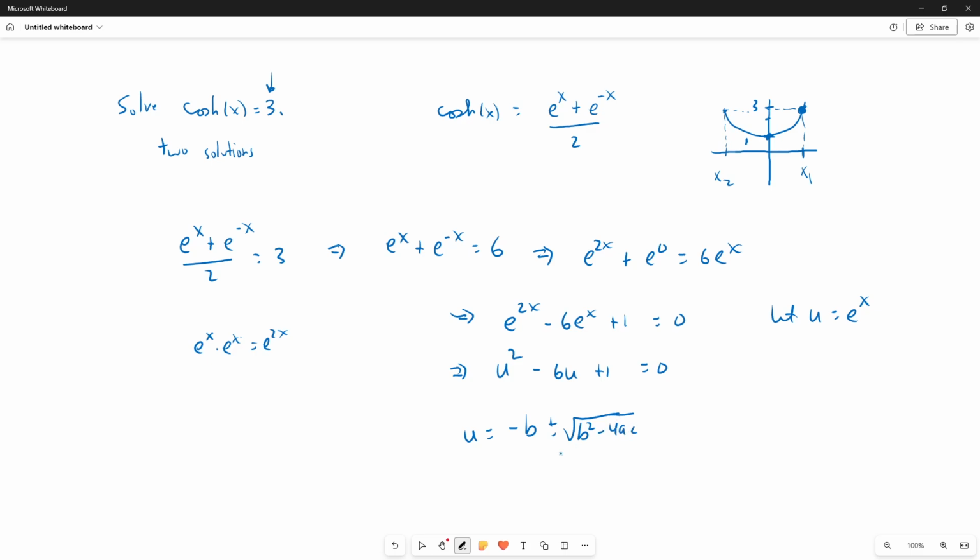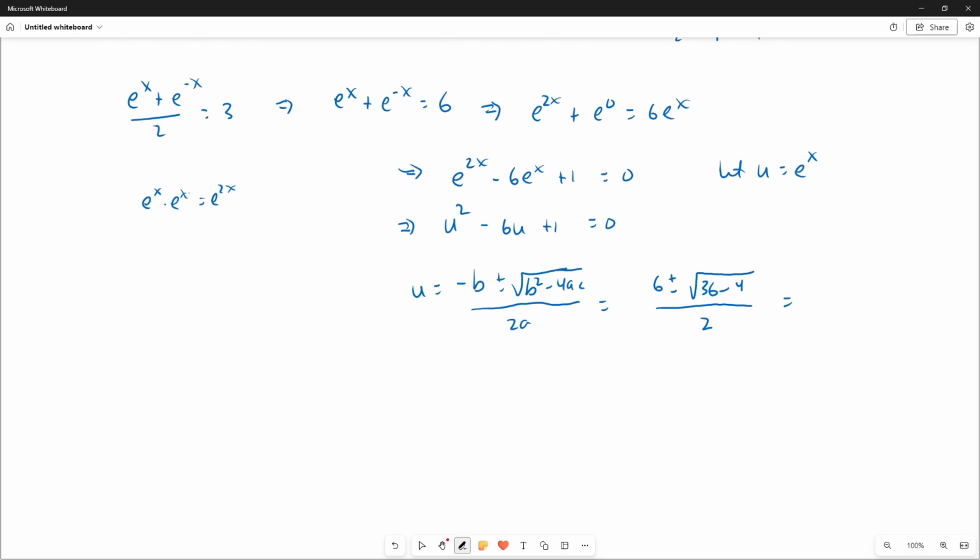And now we use the quadratic formula, u equals negative b plus or minus the square root of b squared minus 4ac all over 2a, where we have a is 1, b is negative 6, and c is also 1. So negative b is negative of negative 6, which is 6, plus or minus, we will get two solutions. The square root of b squared is 36, and then minus 4 times 1 times 1. 4ac is 4. And divided by 2a, which is 2.